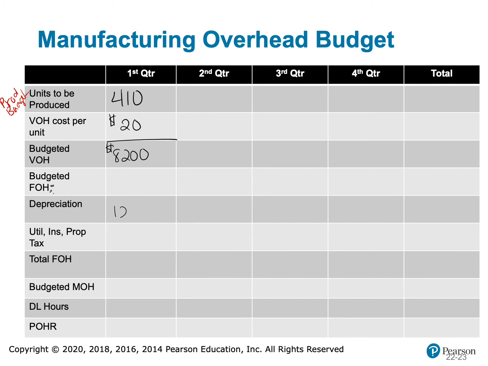Now, our budgeted fixed overhead, and this is kind of like a header here, is depreciation of $12,000 per quarter. So that's going to be $12,000 per quarter all the way across. We can go ahead and write that one all the way across. And then our other things like insurance, property taxes, stuff like that is $15,440.